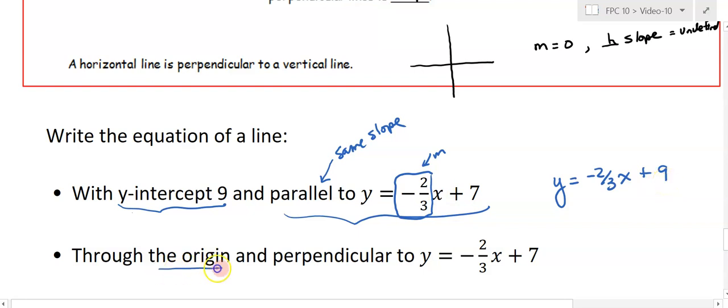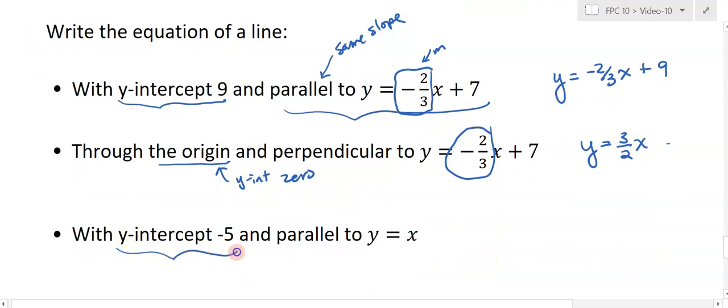If I want it going through the origin and perpendicular to this line, well, instead of using the -2/3 slope, I'm going to use the perpendicular slope. I'm going to take the opposite reciprocal slope, so I flip it and change the sign, and the origin is a y-intercept of 0. So I'm not going to write plus 0, I'm just going to leave it blank. So that is through the origin with the perpendicular slope.